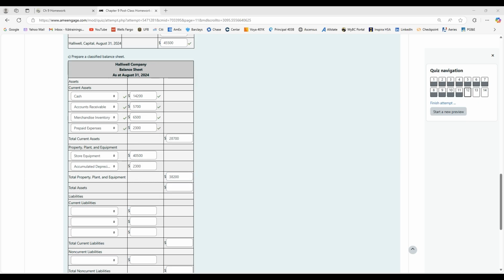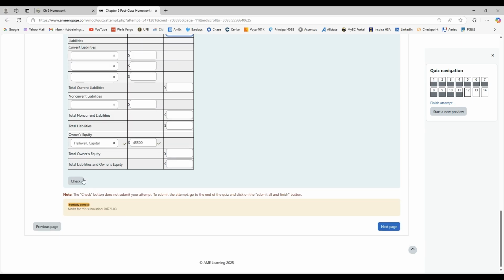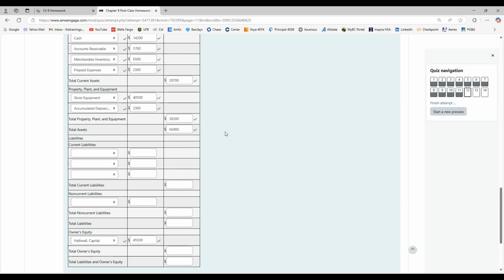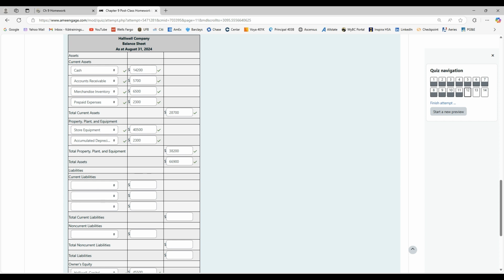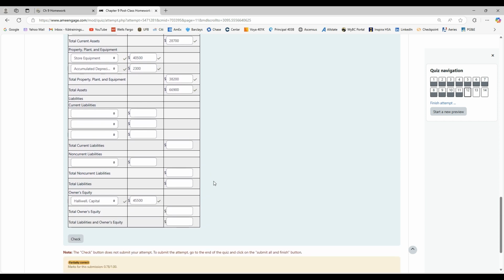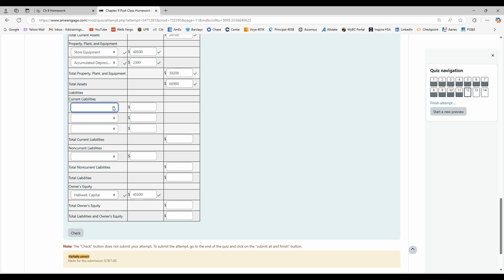And if we add 28,700 plus 38,200, we get 66,900. Let's just check ourselves as we go, make sure we don't mess something up. Okay, that looks good. And then the way that we sort liabilities is, the wording is not liquidity exactly like it is with assets, but the liabilities that are going to be paid soonest go first. So basically it always starts with accounts payable.